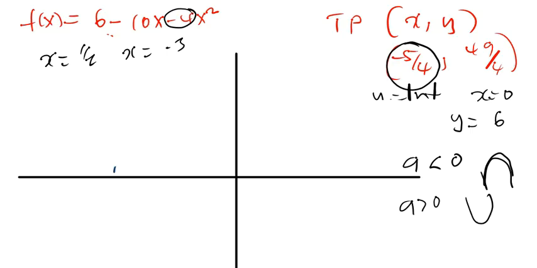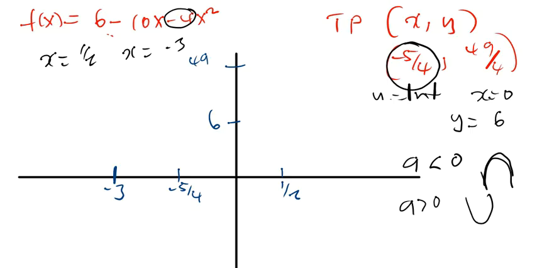So we have negative 3 here. Negative 5 over 4 is approximately negative 1 point something, which is going to be here. And 1 and negative half or positive half will be there. It has to touch at 6, and the turning point 49 over 4 is approximately, I don't know, but it should be on top of that.